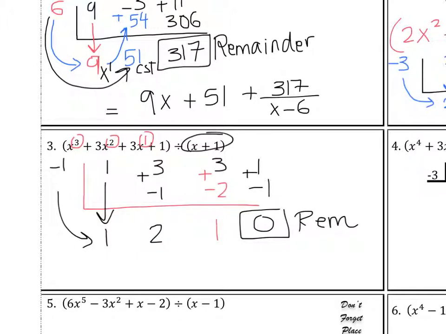So the dividend has a degree of 3, so my answer will have a degree of 2. So x to the power 2, x to the power 1, and then the constant. As you can see, the answer also will be in decreasing order, or descending order, of power. So my final answer is going to be 1x squared, which is x to the power 2, plus 2x to the power 1, which is 2x, plus 1, because that's going to be my constant. And the remainder is 0, so there's no need to write it down.